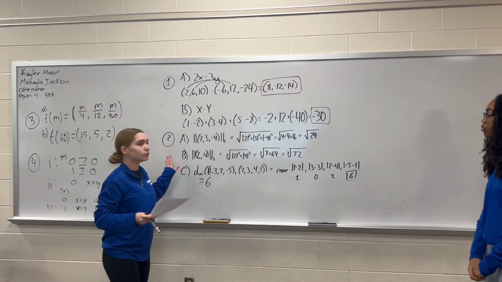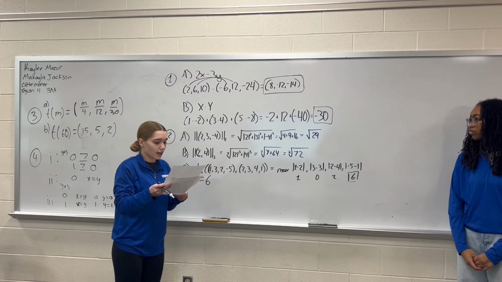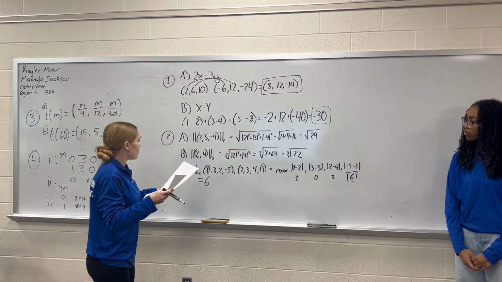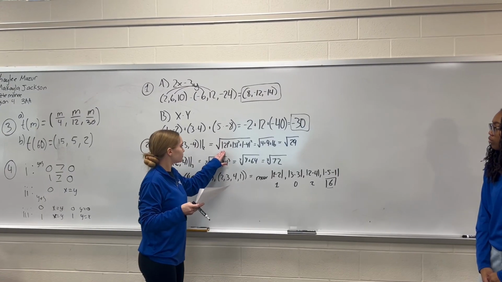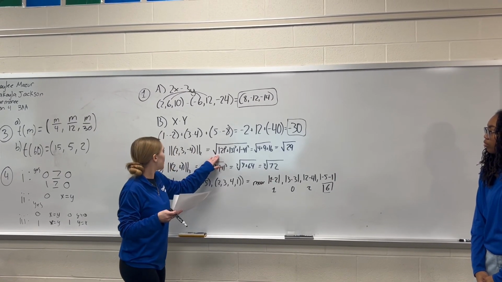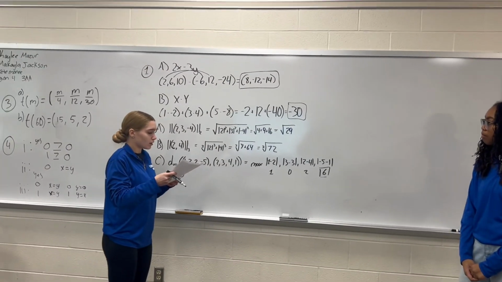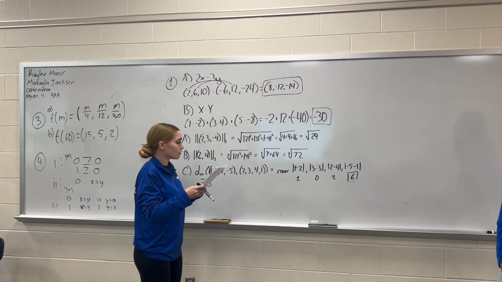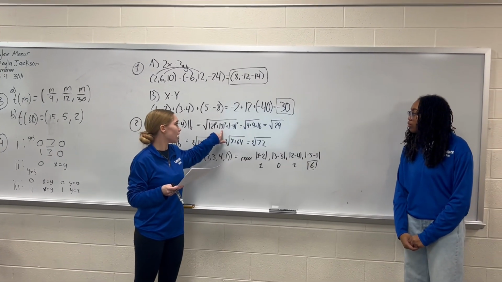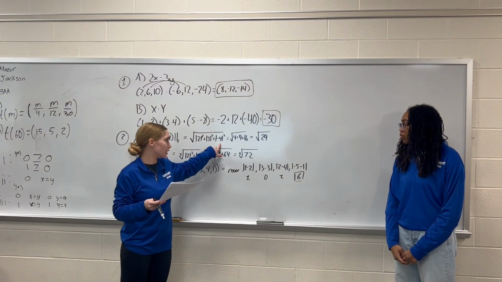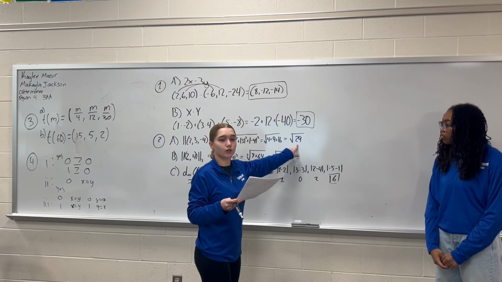Then moving on to number 2. For part A, we are going to evaluate the Euclidean norm of 2, 3, and -4, which you just get the square root of the absolute value of 2 squared plus the absolute value of 3 squared plus the absolute value of -4 squared, which would come out to the square root of 4 plus 9 plus 16, which gives you the square root of 29.